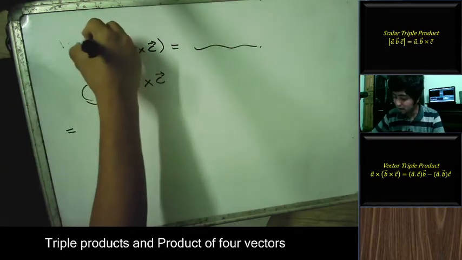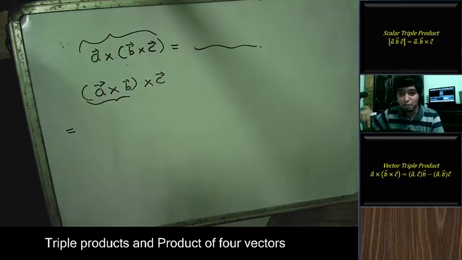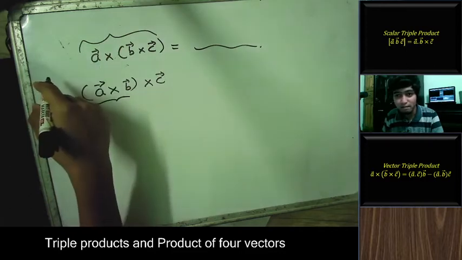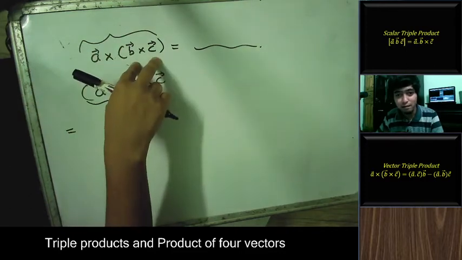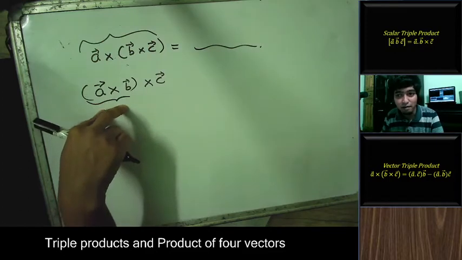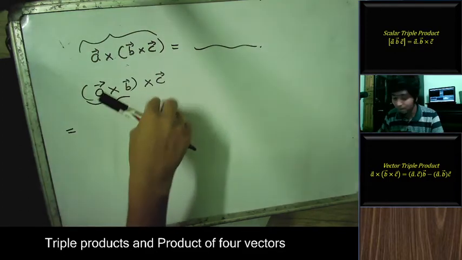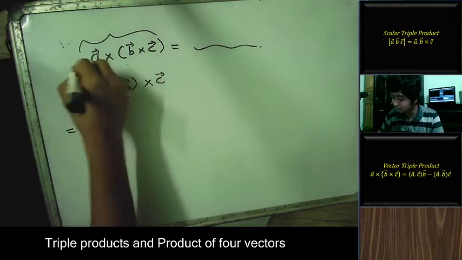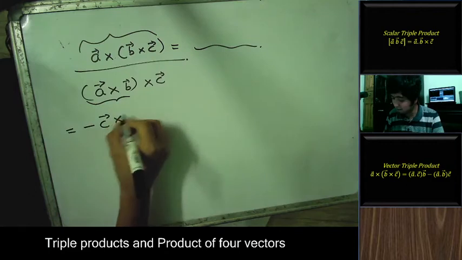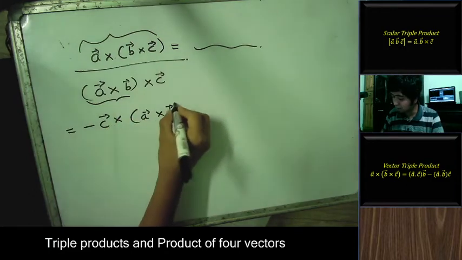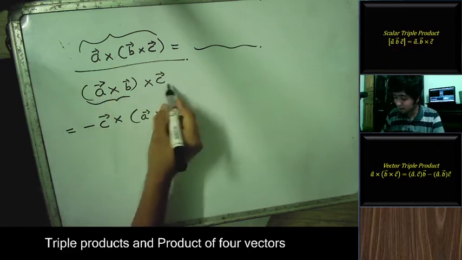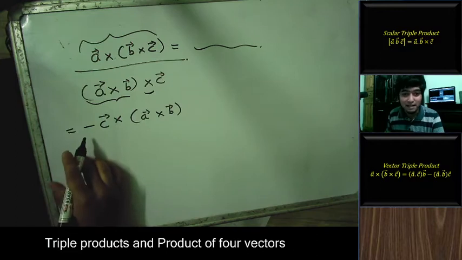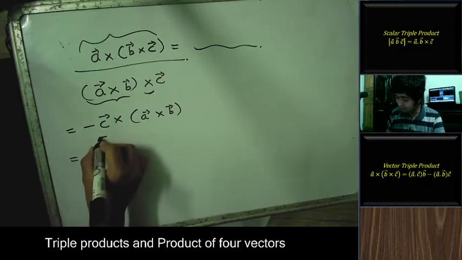Because as you see, this formula below works only when a single vector is in front and the two vectors are at the back, whereas over here the two vectors are in front and the single vector is at the back. So what we can do is bring this single vector to the front by writing it as minus C cross A cross B. We can do this because if you interchange the order of the cross product, you will have a minus sign. So the minus stays as it is.